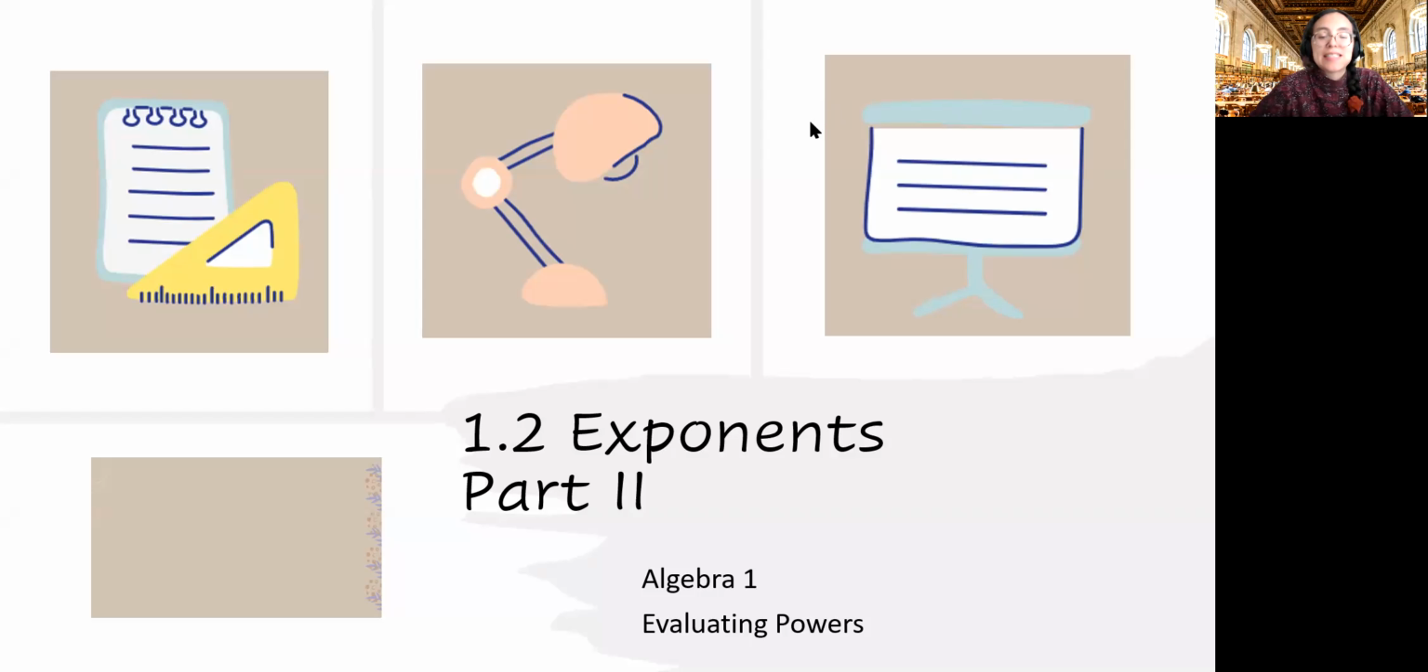Today, we're going to be discussing exponents with an emphasis on evaluating powers. So let's go ahead and get started.